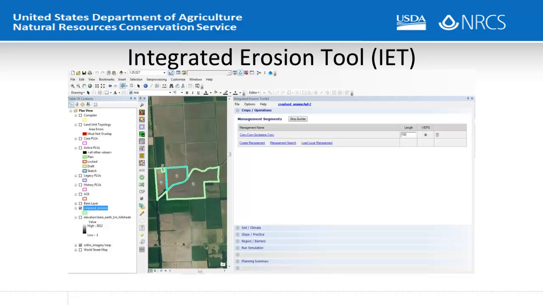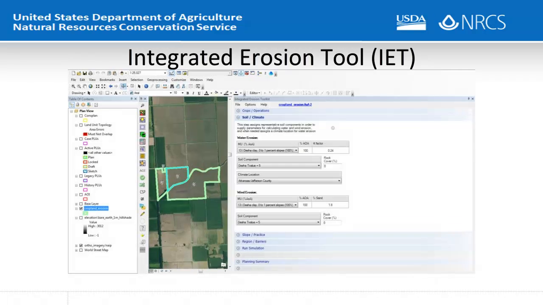We select the 3 cropland fields within Customer Service Toolkit and open IET. We complete the IET runs for all 3 fields by first selecting the management of 2 years corn and 1 year of soybeans with conventional tillage on the Crops Operations pane. We then verify the soils information on the Soil Climate pane.